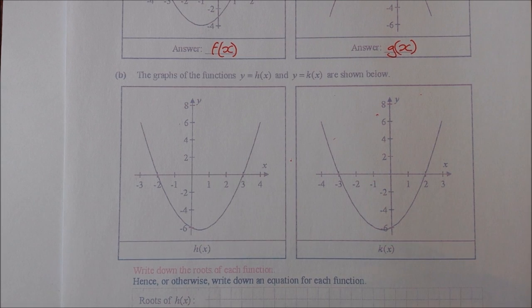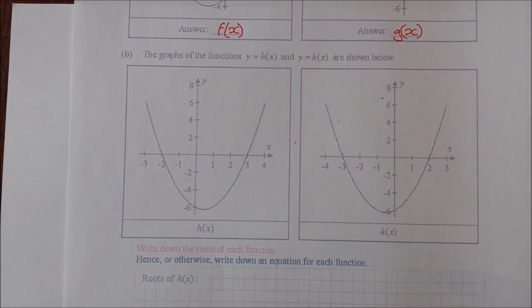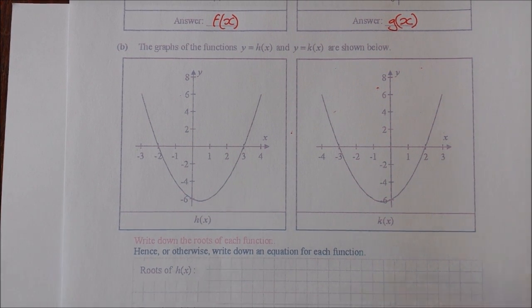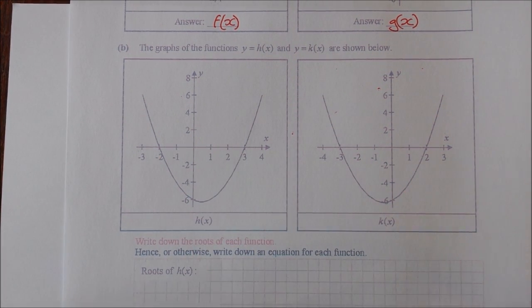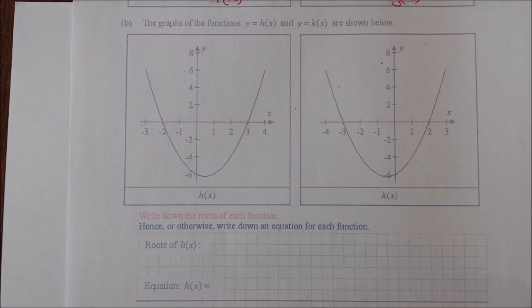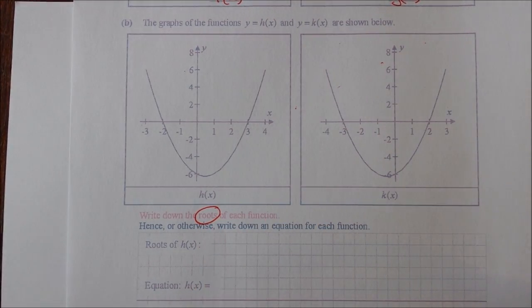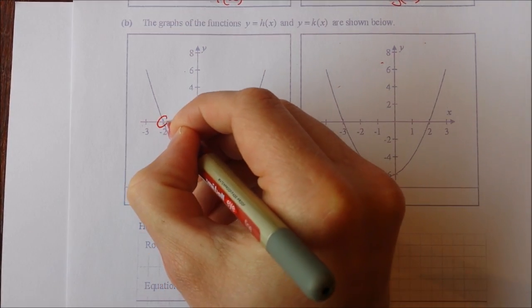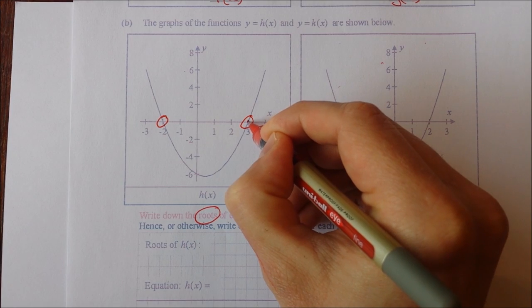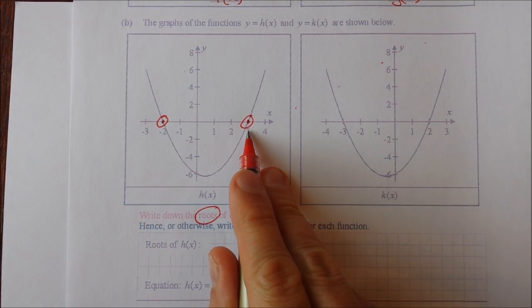Okay, moving on to this one. The graphs of the functions y equal to h(x) and y equal to k(x) are shown below. Here they are. Write down the roots of each function. Now, the roots of the function are where it crosses the x-axis. So that's this point here and this point here. This point is minus 2, this point is 3.